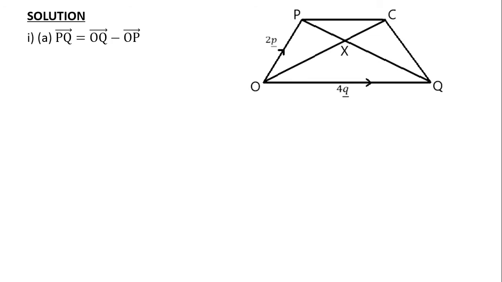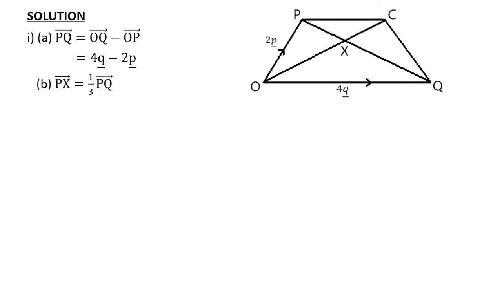Find vector PQ. Vector PQ is the movement from P to O plus the movement from O to Q. Now, if the movement from O to P is a positive 2P, it means the movement from P to O will be a negative. So where there's OQ, we'll replace it with 4Q, and where there's OP, we'll replace it with negative 2P. It will look like that. So vector PQ is equal to 4Q minus 2P.